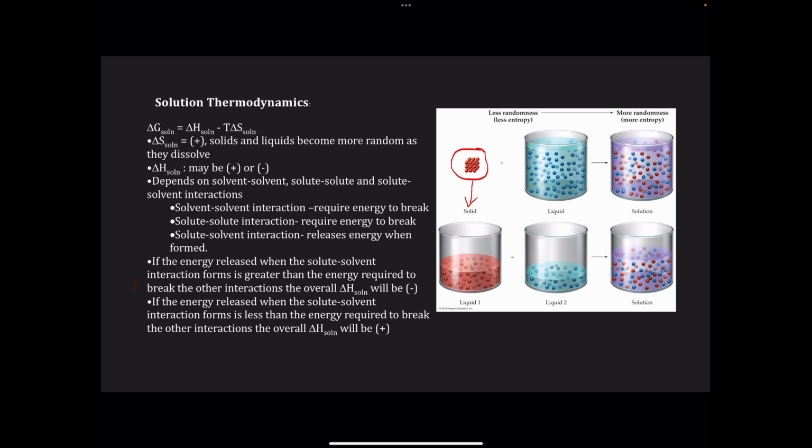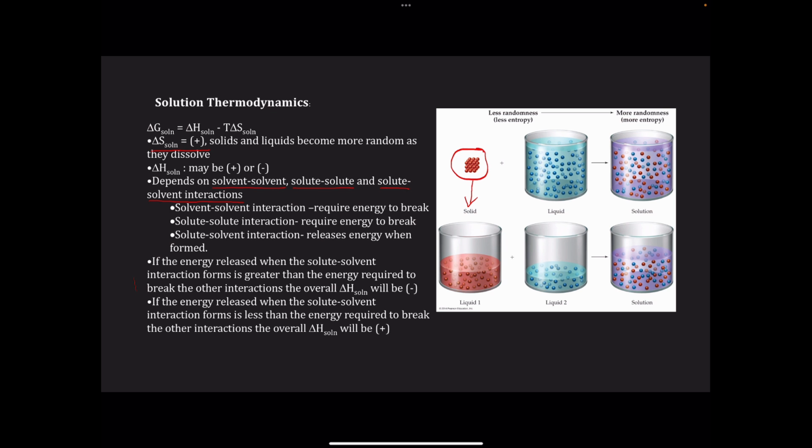So delta S for solution formation is always positive. Now, delta H could be positive or negative. That's going to come down to our intermolecular forces. It depends on solvent-solvent, solute-solute, and solute-solvent interactions. So we talked about these with our intermolecular forces.